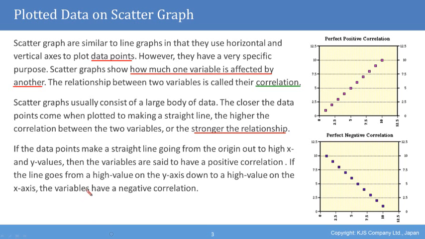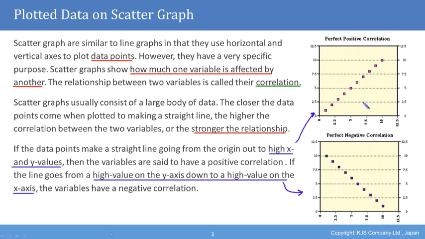Taking a look at the examples, the first example was that the straight line goes from the origin out to high x and y values. This is the example shown in this graph, where as the x values increase, the y value increases as well. Taking a look at the second example, where the line goes from a high value on the y-axis down to a high value on the x-axis, that is this example, where it starts off with a low x value, and as x increases, y is decreasing.